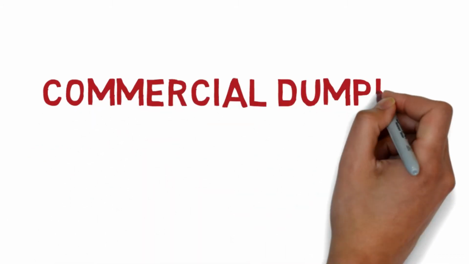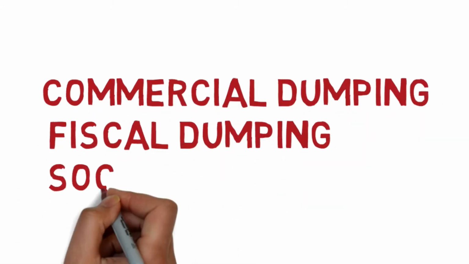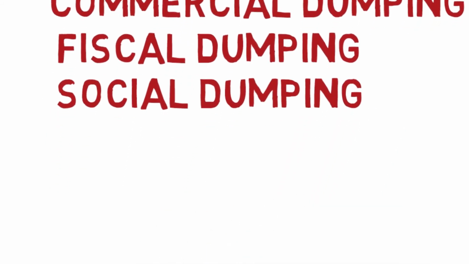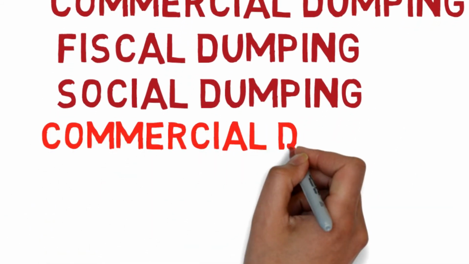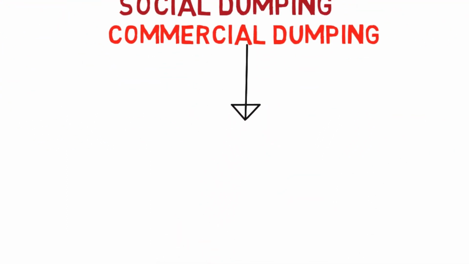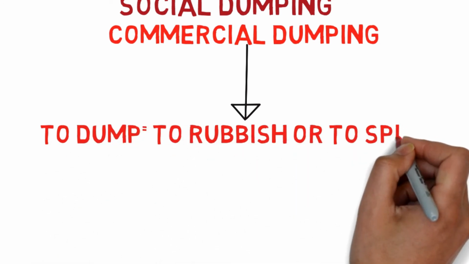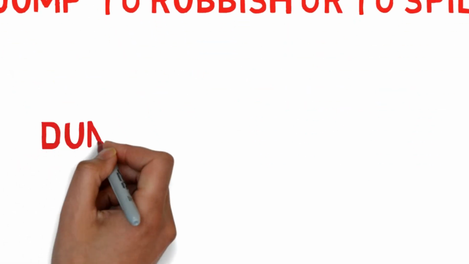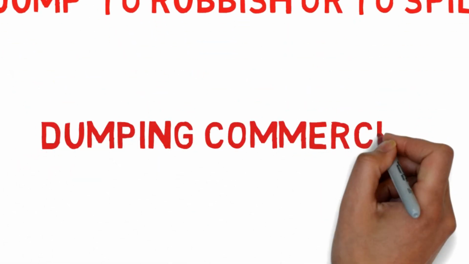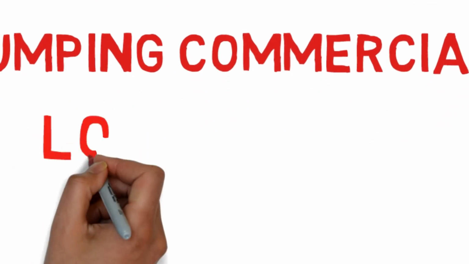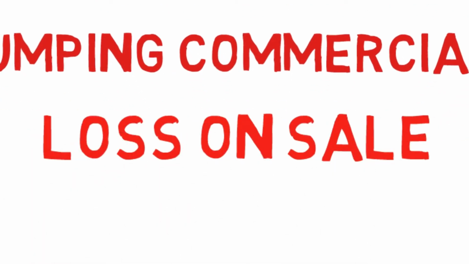Commercial dumping, fiscal dumping, or social dumping. What does it mean? Let's start with commercial dumping. First of all, to dump means simply to throw something away or to get rid of something. Then we can say that commercial dumping is indicative of a loss on sale. That is to say, exporting products abroad and applying a price lower than what is in the domestic market.